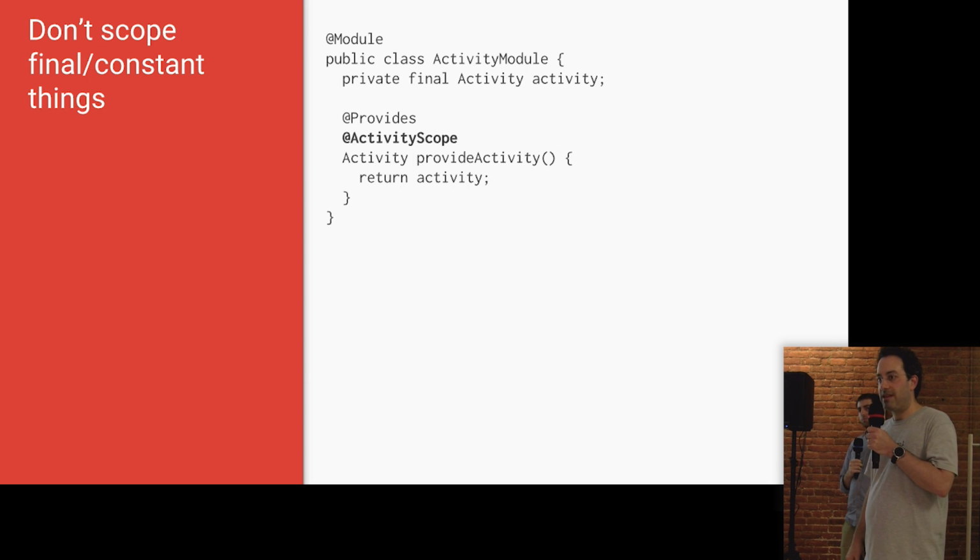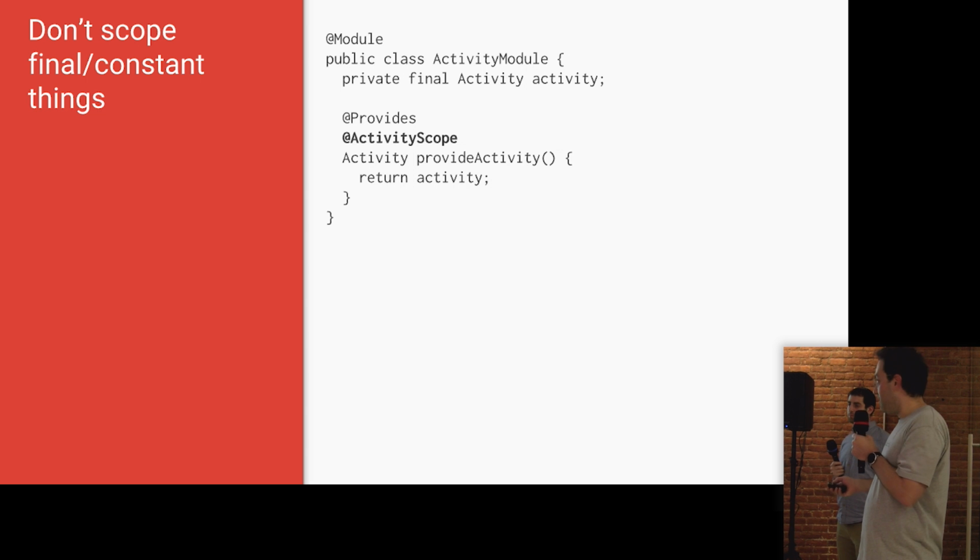So it still wraps that provider in a double-check locking provider, and you still pay the cost for the extra provider instance, the extra fields in that provider instance, the extra locking that are useless. Because all it's doing is making sure that you never call provide activity more than once in that component. And it doesn't matter if you do.